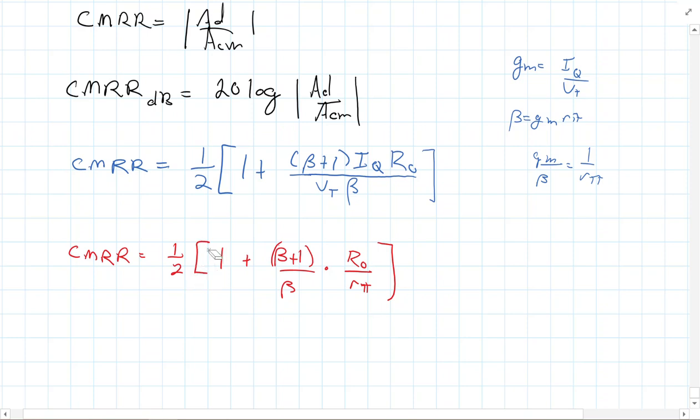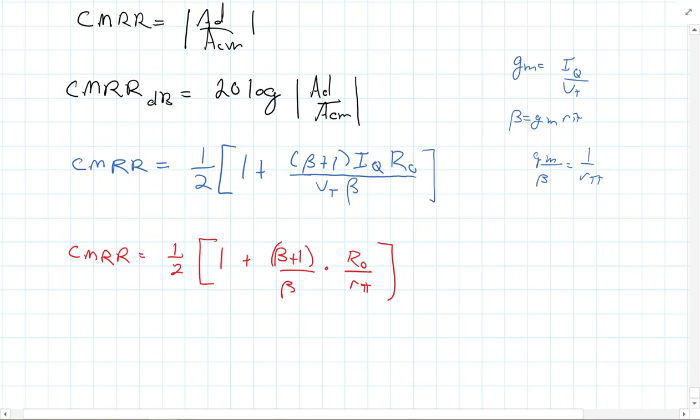So let's just double check that. In some ways I think this equation looks a lot simpler, but let's just double check that here. So IQ over VT, we agreed that's GM. So if we did that here, I'm going to erase this here. That would be GM. GM over beta is 1 over r pi. Yeah. So we could easily get this equation here. So you can use either equation.